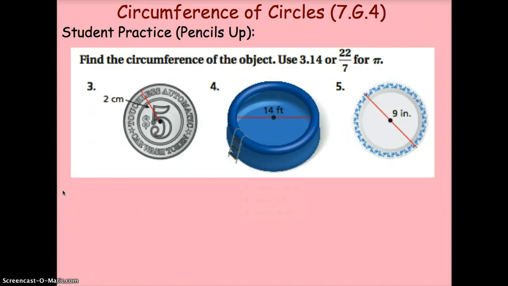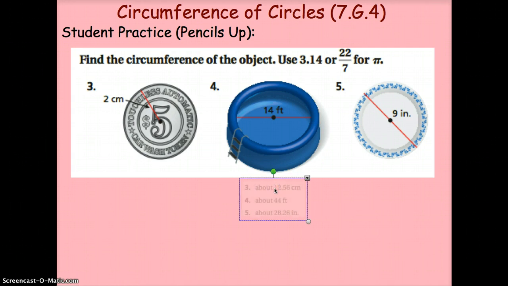Go ahead and try these three out on your own. Notice when you're given the radius, we want to use the radius formula. When you're given the diameter, you want to use the diameter formula. Notice you can also use either 3.14 or 22 over 7. So if you'd rather work with decimals, you may do so, or if you prefer to work with fractions, you have an option. Okay, let's go ahead, pause your video, and press play when you're ready to see your answers.